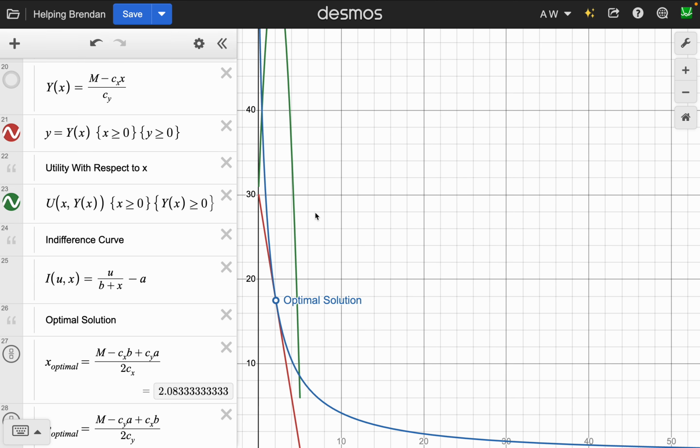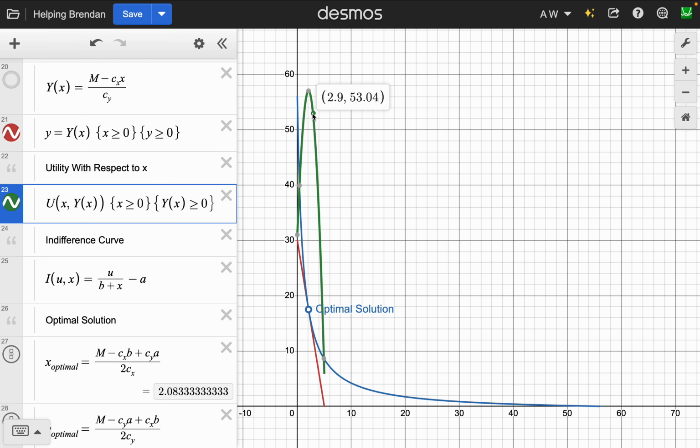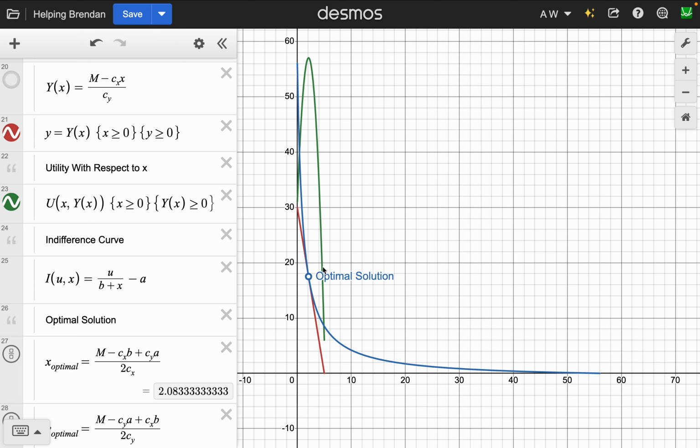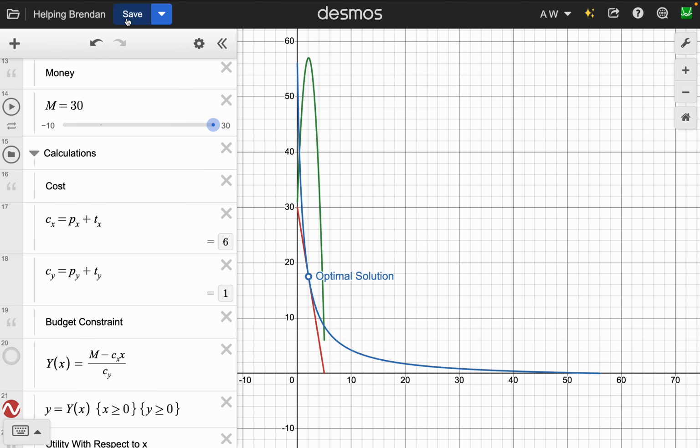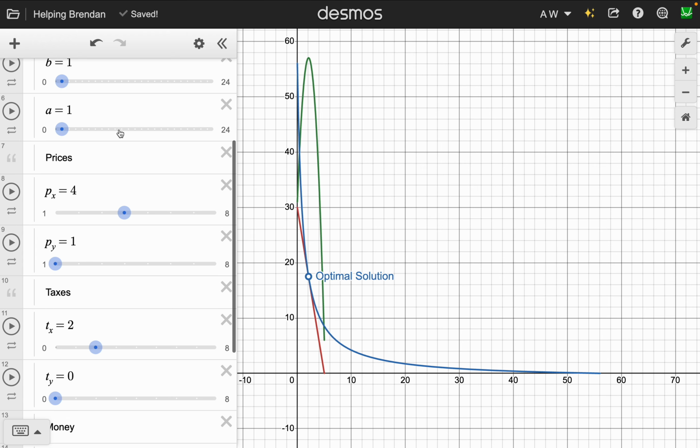And I also made a green line here showing even more evidence. This green line basically shows, assuming that he buys X shots of whiskey and spends the rest of his money on cigars, how much utility does he get? And you can see that value peaks when he buys 2.08 whiskeys and spends the rest on cigars. So this is the optimal solution, and that's how you can prove it through economic theory.